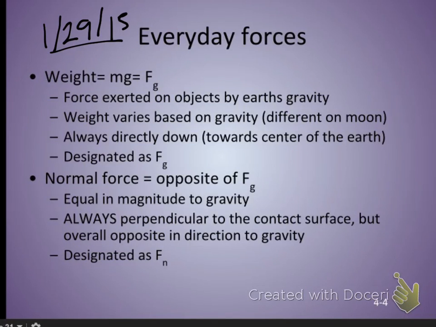We talked about weight, we had talked about normal force. So what we're going to talk about now is friction. The last two sections of this chapter are basically about friction and getting over it.